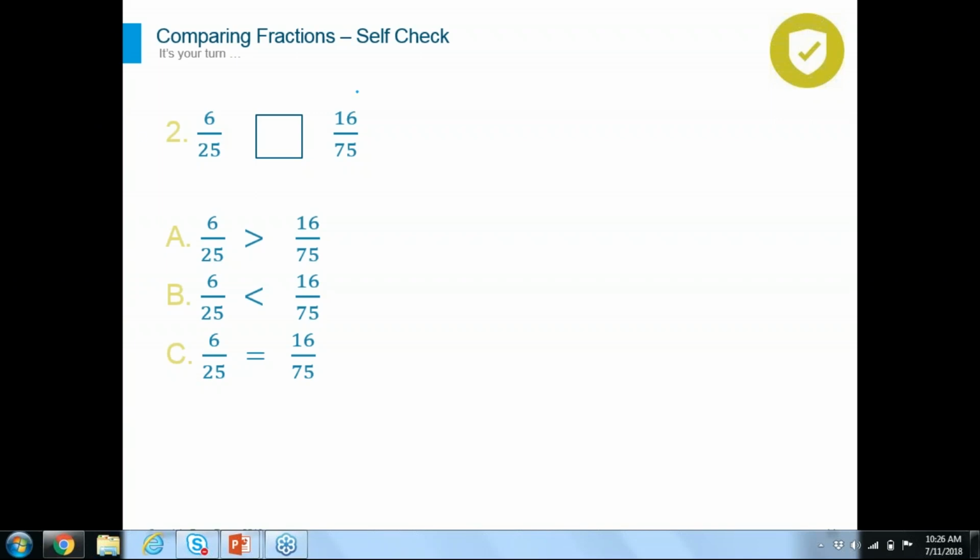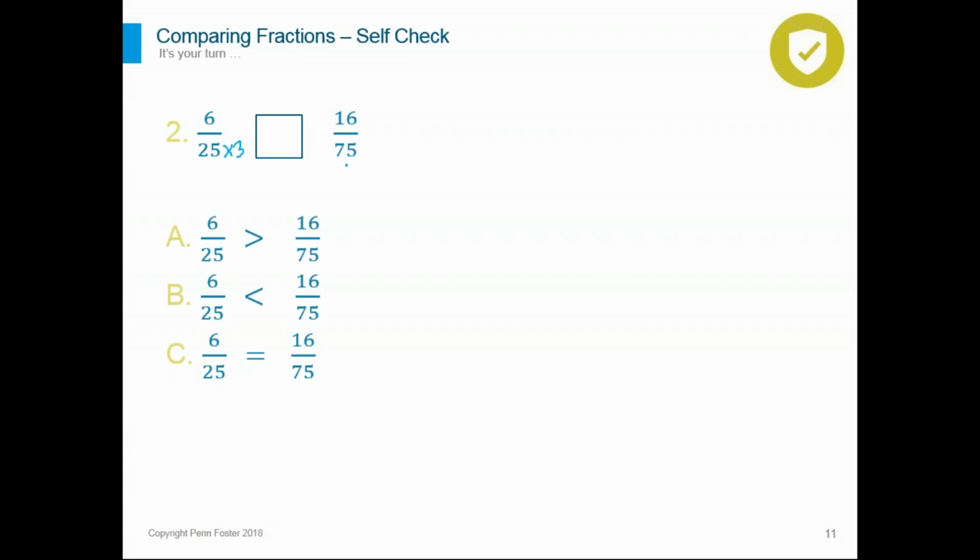So again, it's case number 2. The denominators are different, the numerators are different. Then I'm going to think about 75 and 25. Well, I know that 75 is a multiple of 25. 25 times what will give you 75? If you're not sure, you can use a calculator. But really, if you think about the quarter with a dollar, you know that 3/4 will give you 75 cents. So you know that 3 times 25 will give you 75. Do the same thing on the top. That will give you 18 over 75.